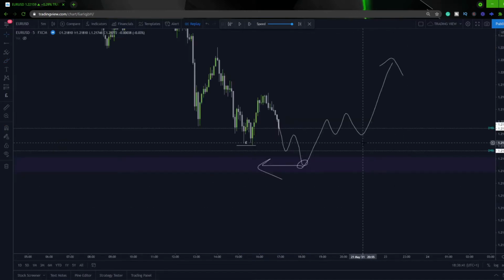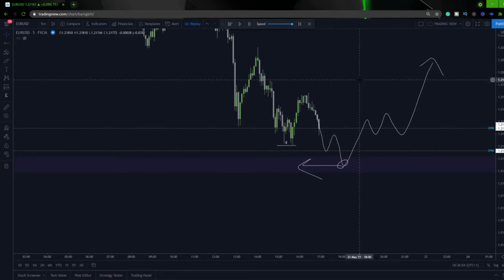So now I've got a general market bias. I know where the liquidity is lying, I know what has happened previously, and I know the order blocks that have been untested and which ones are likely to hold. I just want to bring on some more confirmation.